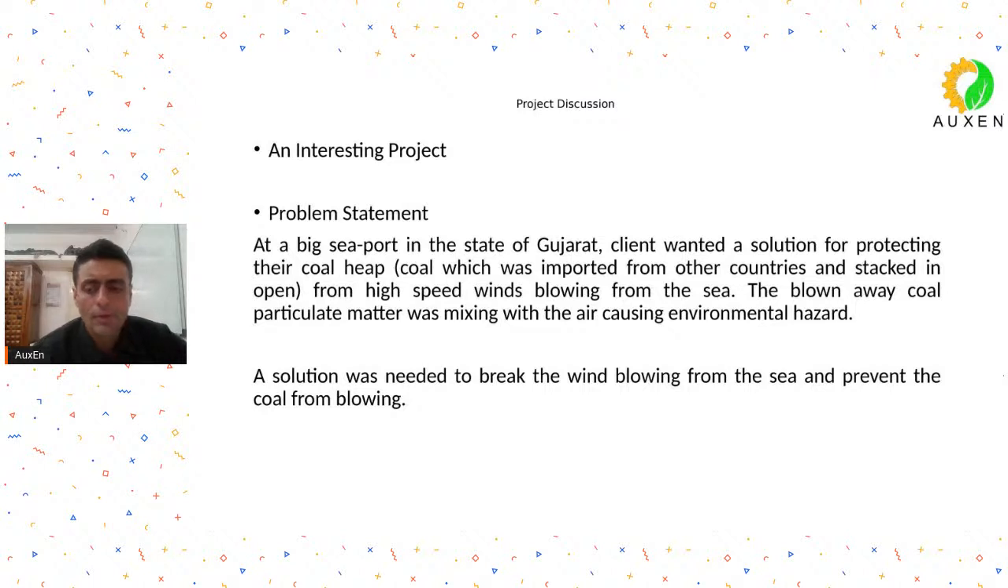Why was that happening? Because the wind was blowing from the seaside, and it was blowing the coal particles away. So they needed a solution for that. So what did we do?